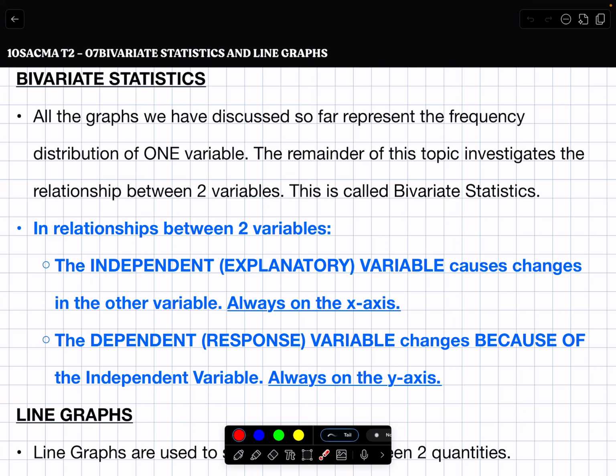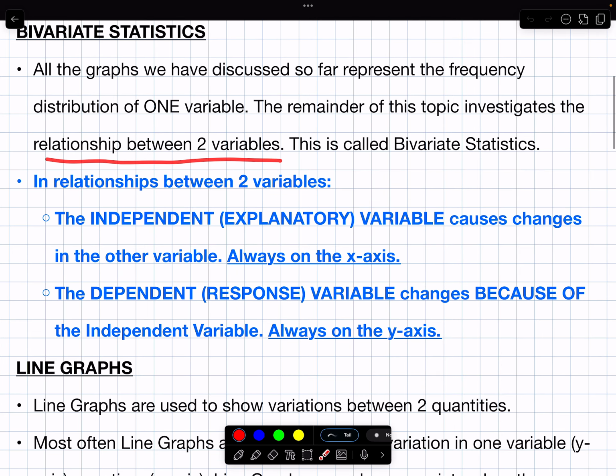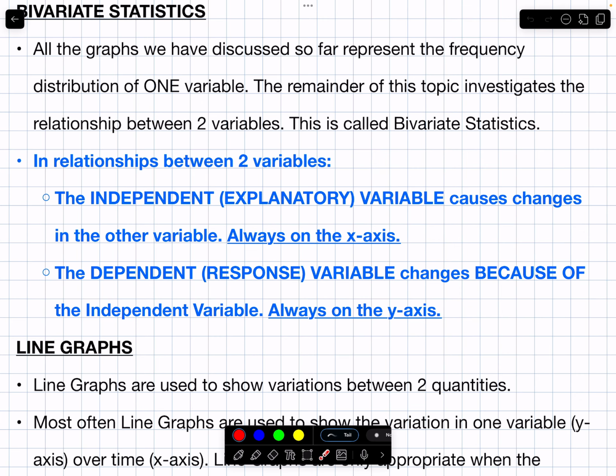But for the remainder of this topic, we're looking at the relationship between two variables, and this kind of statistics is called bivariate statistics. Bi meaning two, variate meaning variable. So statistics involving two variables.